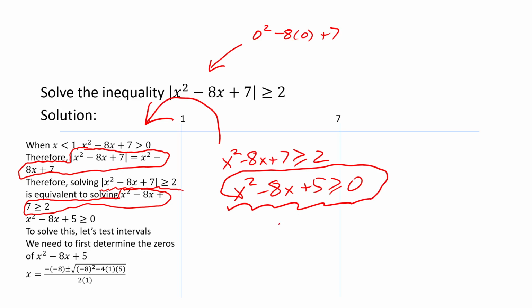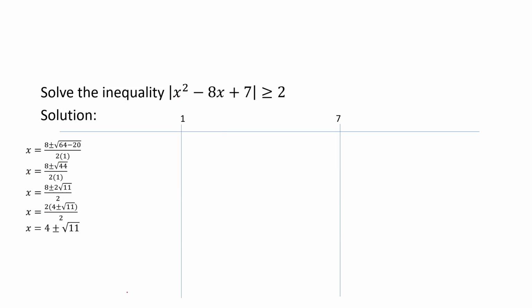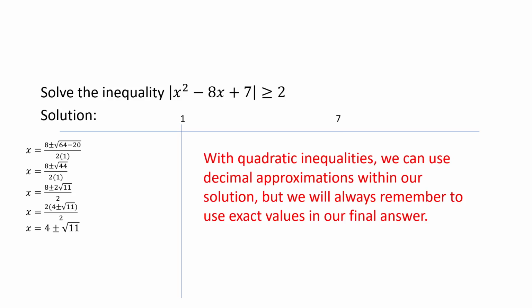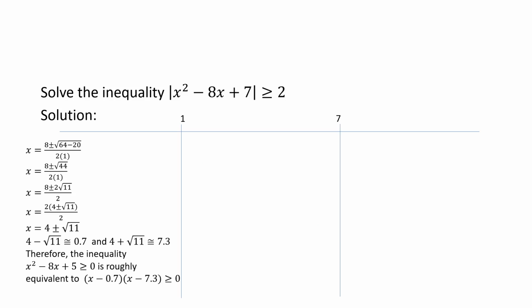Okay, well, in order to do interval testing on x squared minus 8x plus 5 is greater than or equal to 0, we have to know the zeros of x squared minus 8x plus 5. And in order to do that, we use the quadratic formula. And we end up with x equaling 4 plus or minus root 11. Okay, so with quadratic inequalities, we're going to use decimal approximations within our solution, but we're going to use exact values in our final answer. So x equaling 4 plus or minus root 11 is like saying x equals 0.7 or x equals 7.3.